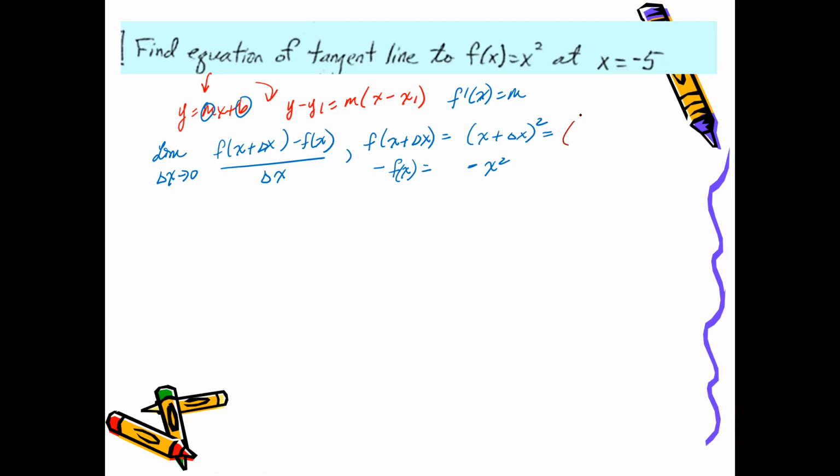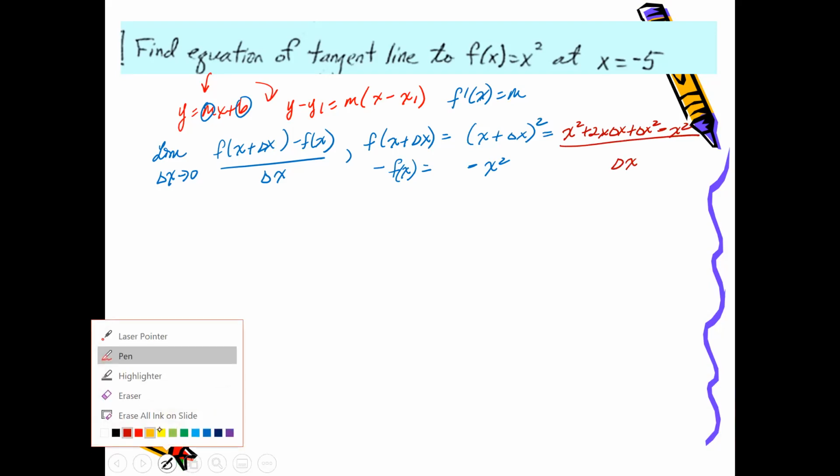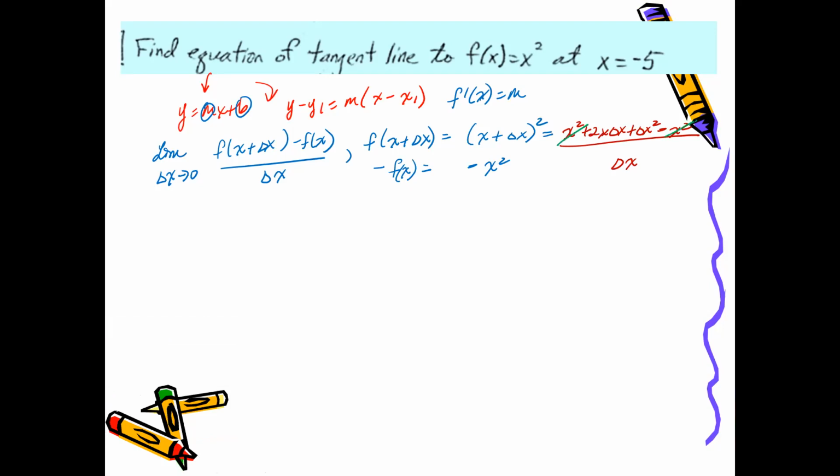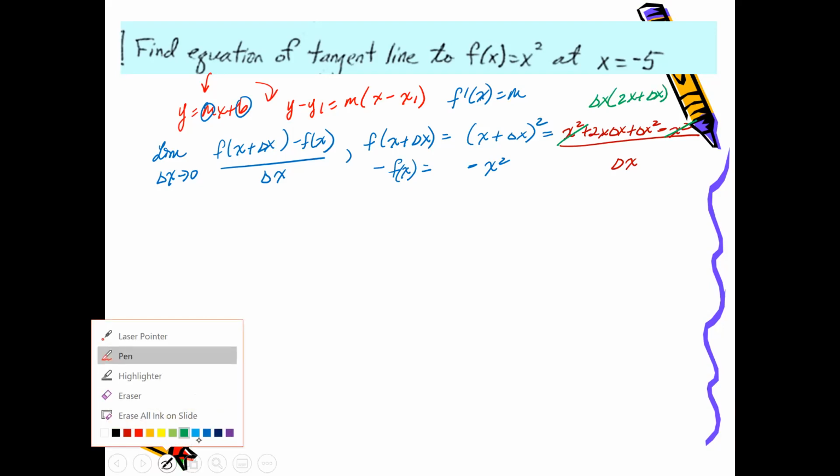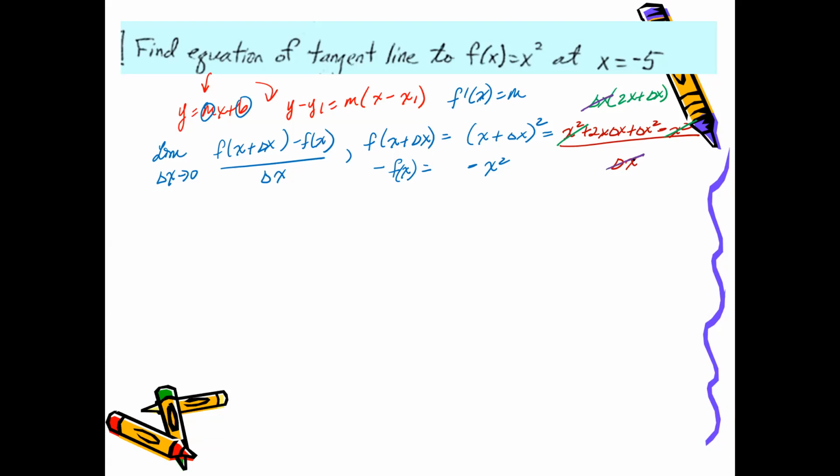That will give you x squared plus 2x delta x plus delta x squared, minus the x squared, all the way over delta x. You are able to cancel the x squared, so that's gone. Factor out the delta x, and you have 2x plus delta x. Now that the delta x can be eliminated, you can apply the limit as delta x approaches 0. So that becomes 0, and your f prime of x is going to equal 2x.